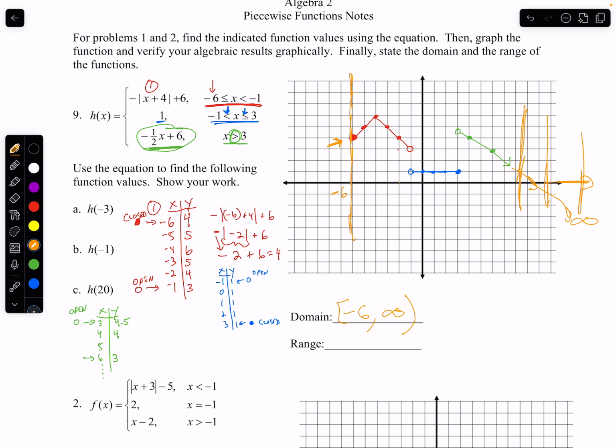The range, let's do the range in purple. The lowest value, so I'm going to erase domain so it doesn't look as confusing.